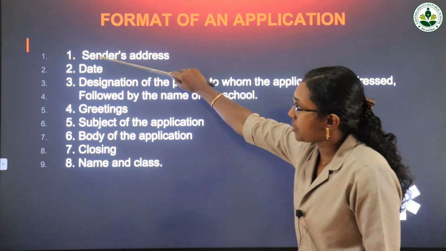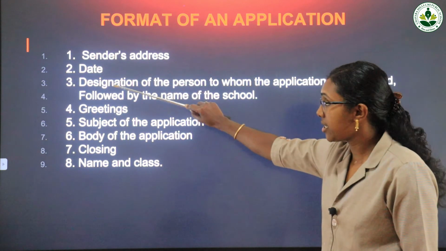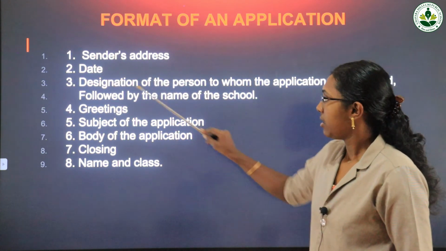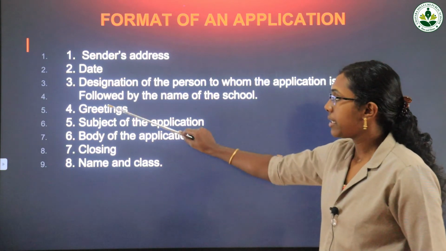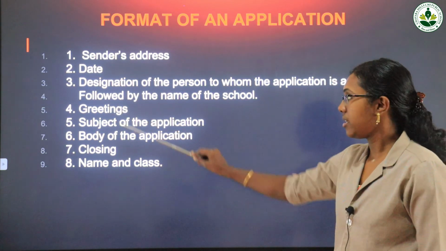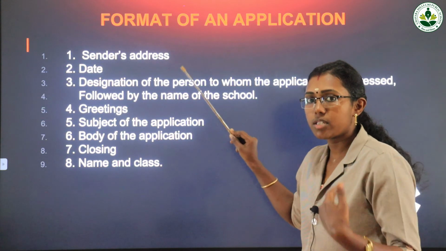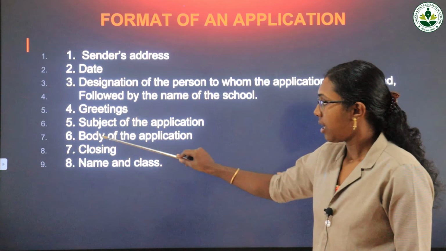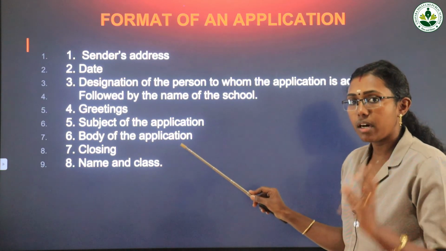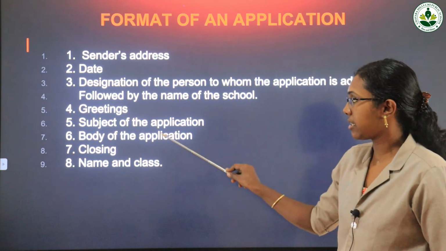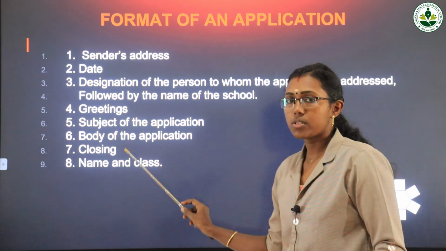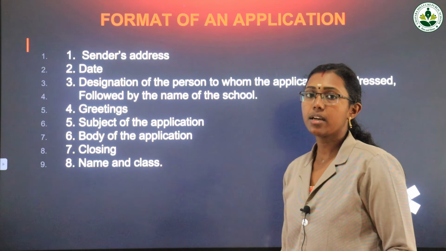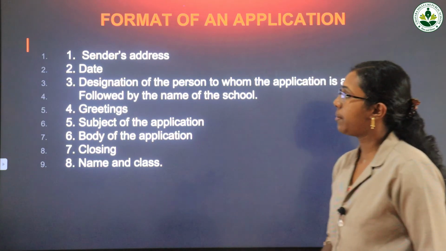So follow: sender's address, date, designation, meaning the principal, the class teacher, or the manager, then their school also. Then the greeting, respected or dear. Then the subject, application for leave or application for apology. And the body means the content, what we are going to convey to them. Closing means yours sincerely or yours faithfully, then your name and class. That is the format of writing an application.